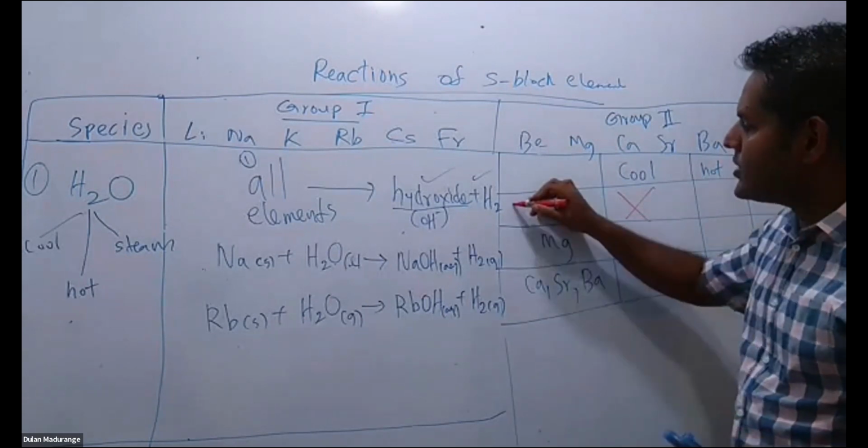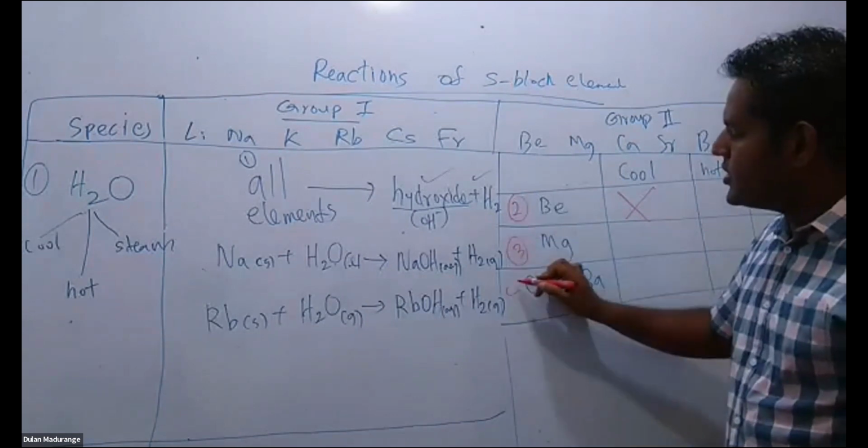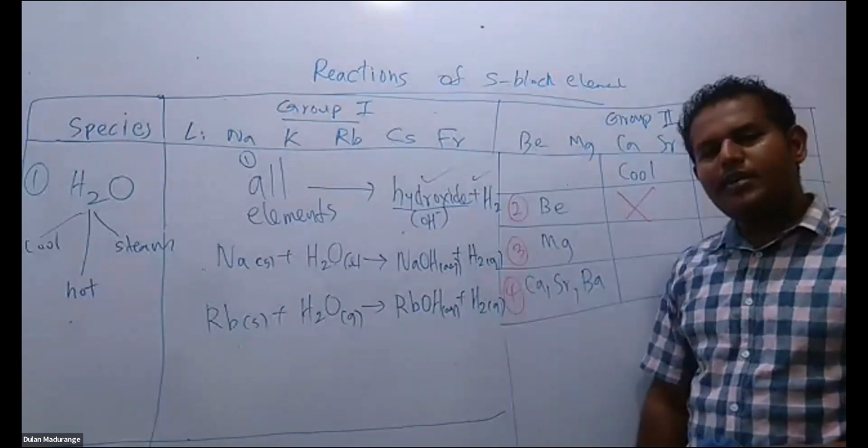So then this is your second trend. This is your third trend, and this is your fourth trend. Then in the first table you get 4 trends.